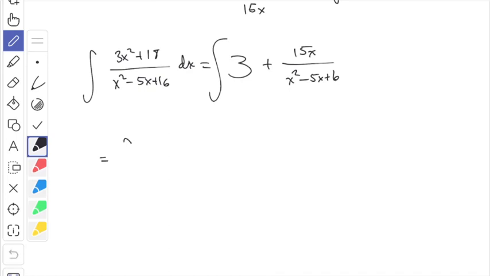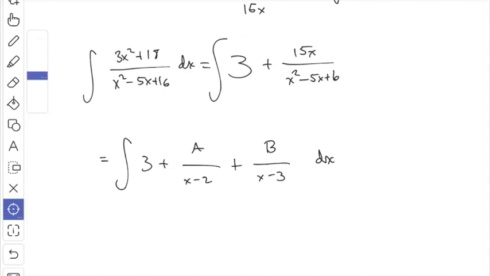So I'm going to write this as 3 plus, okay, instead of that, I want A's and B's. Factor the bottom. I think it's going to be x minus 2 and x minus 3. If you want plus 6 here, then these guys have to have the same sign, and they should add up to 5. Yeah, right. To get negative 5, you could do minus 6 and plus 1, but then they wouldn't give you a... Yeah. All right.